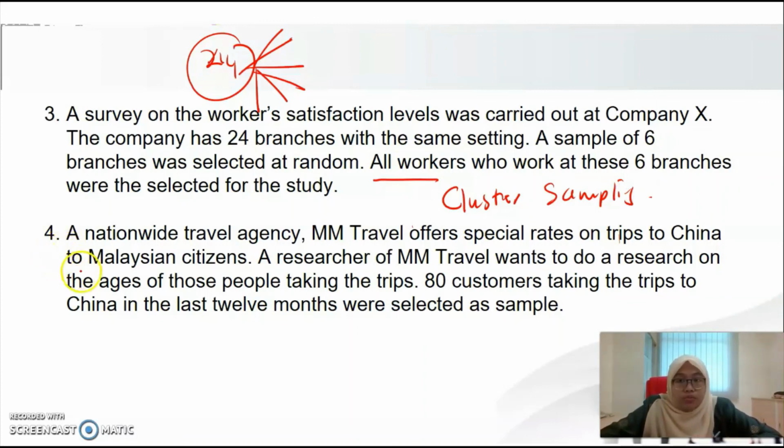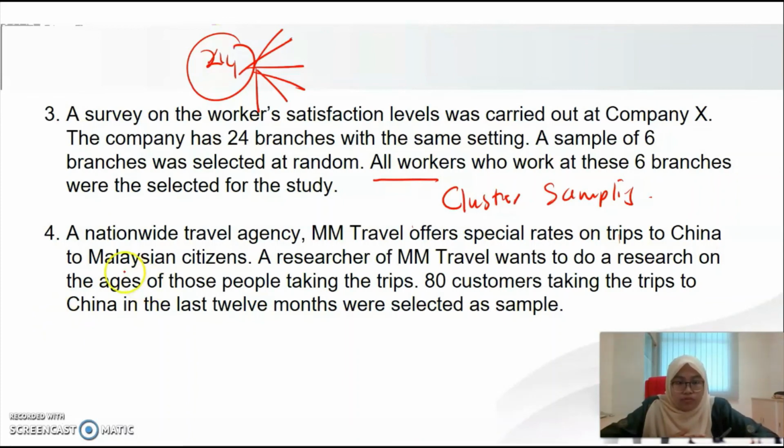Last question. A nationwide travel agency, Travel, offers special rates on trips to China to Malaysian citizens. A researcher of Travel wants to do research on the ages of those people taking the trips. 80 customers taking the trips to China in the last 12 months were selected as the sample. Now these 80 samples are randomly selected from the list of all customers taking the trip to China.